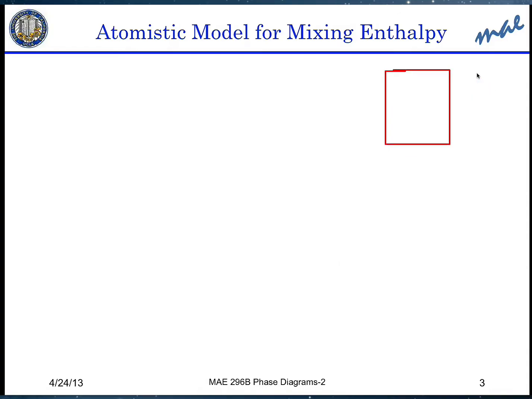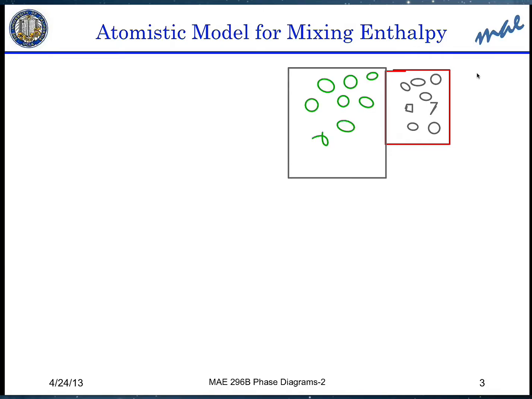and I have also another box that may contain a different amount of material. And inside these boxes I have one type of material, and inside the other box I have another type of material. So I have material like this. So I have atoms of different material. And I am mixing these two together.